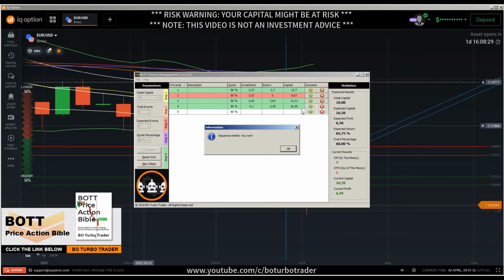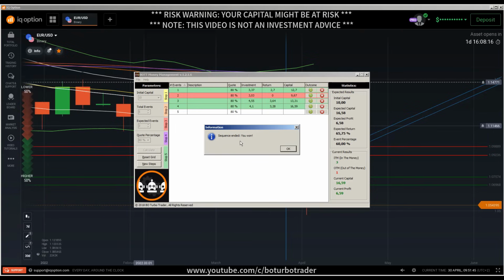When the session is over, you get the notification that the session sequence has ended, and that means you can go and do something else, not overtrading, and you know exactly how much profit you will make. This is what the expected profit would be here. On $10 you would make $6.58, based on the money management.